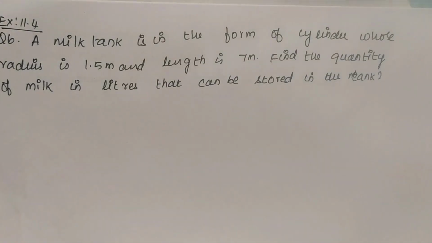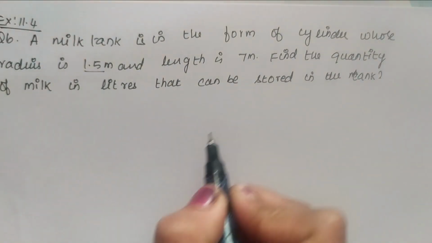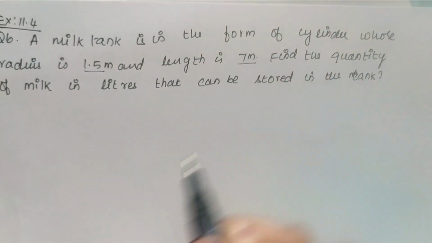Question number 6. A milk tank is in the form of a cylinder whose radius is 1.5 meter and length is 7 meter. Find the quantity of milk in liters that can be stored in the tank. So the milk tank is in the shape of a cylinder and its radius is 1.5 and length is 7 meter.